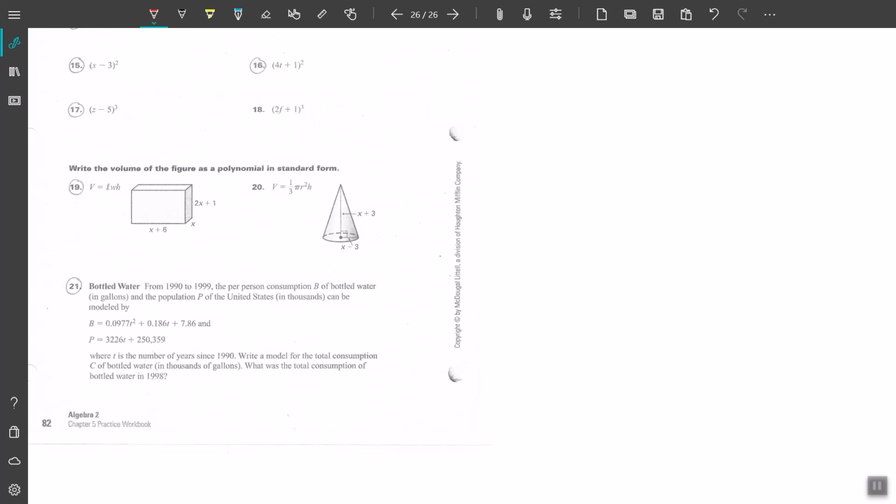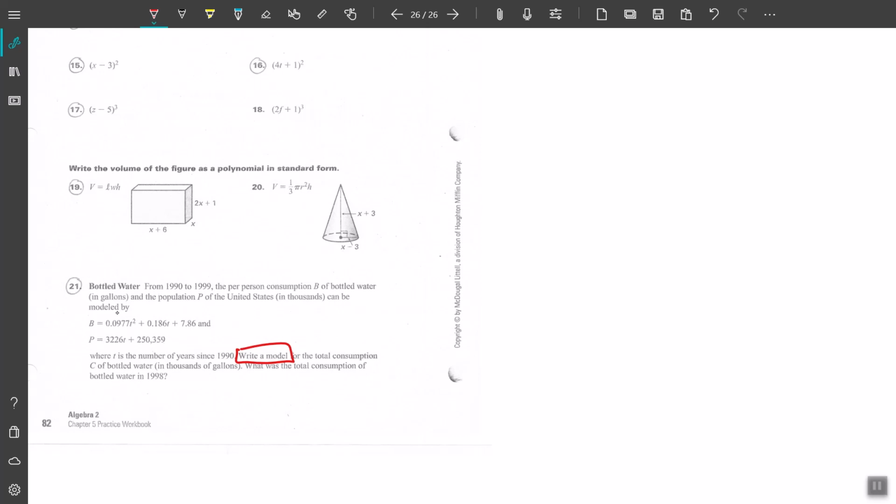They want us to write a model for the total consumption, the total amount of bottled water that is consumed in the United States. All right, and then the last question after we've done that says what was the total consumption of bottled water in 1998. So that's the second part. We've got to write the model first, and the way we do this is to multiply these two polynomials together.